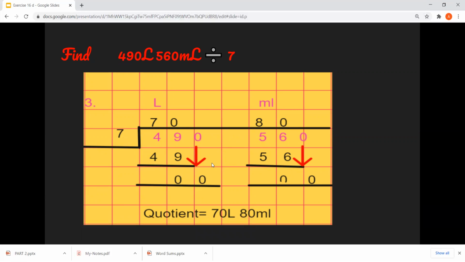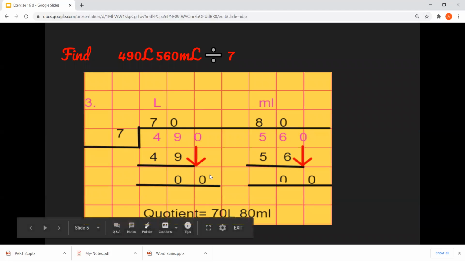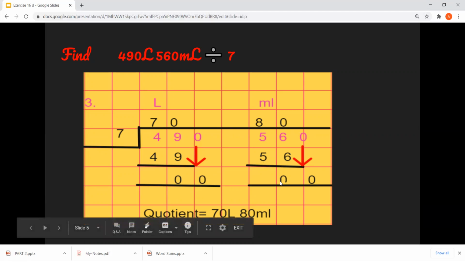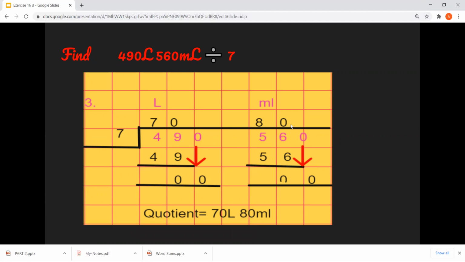Now in the liters, there is no remainder, so we will not convert. We will divide 560 milliliters now. 7 eights are 56. 56 minus 56 is equal to 0. Now the next number we carry down is 0. We are having 2 zeros. So 80. The milliliters are 80. So when we divide it, we get the quotient 70 liters and 80 milliliters.